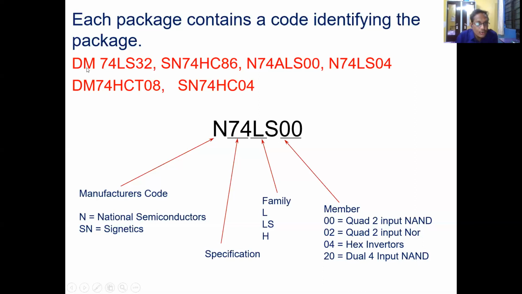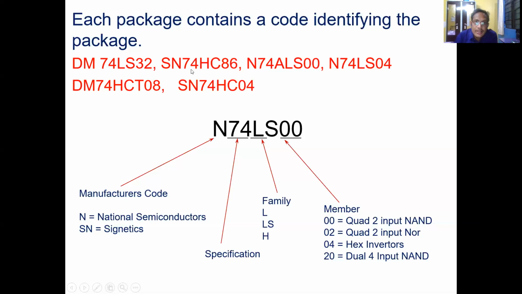So DM indicates this is a Motorola, 7 indicates this is the TTL or CMOS, but LS stands for low power Schottky. The type of this IC is TTL, and 32 is the quad 2-input OR gate. So what is the type of this IC? This is called TTL. What is the name of this IC? This is called quad 2-input OR gate.